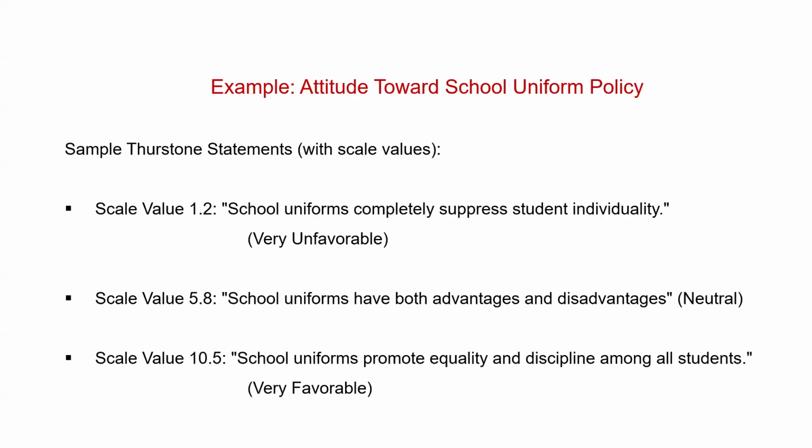If the scale value is 10.5, that means school uniforms promote equality. It promotes equality and discipline among all the students. Very favorable, positive statement. Right? I think you got it.